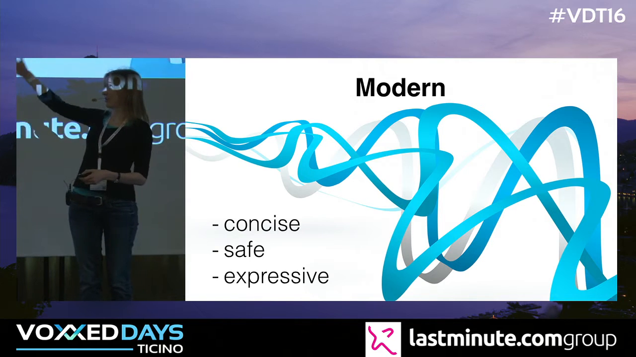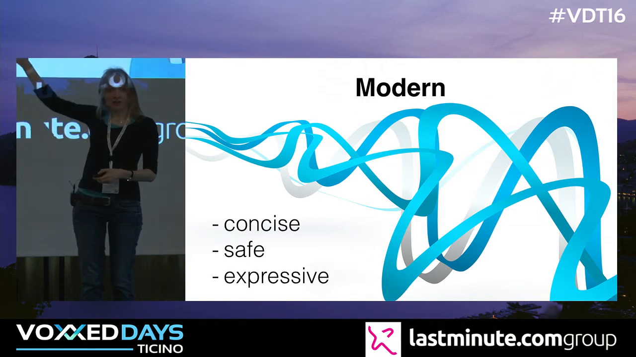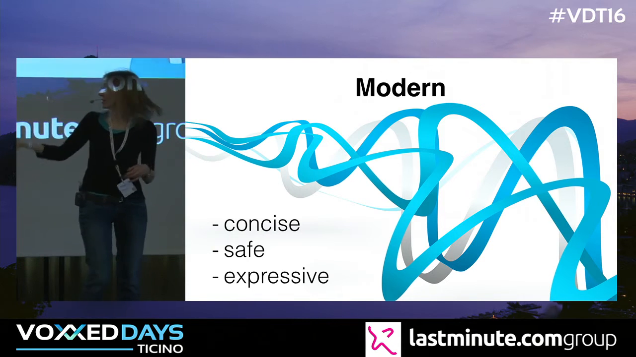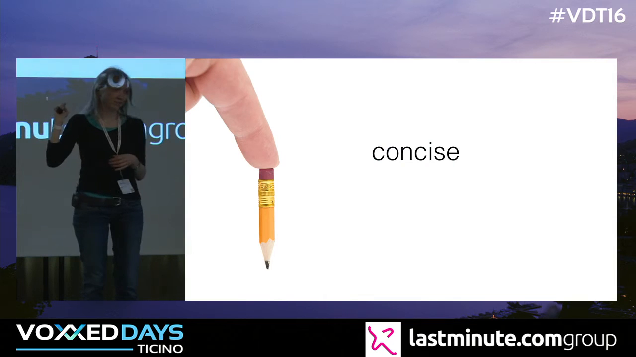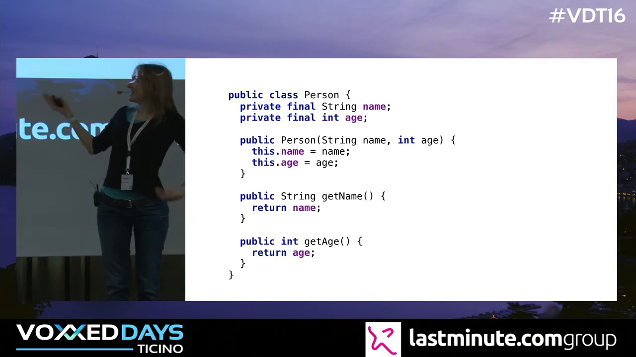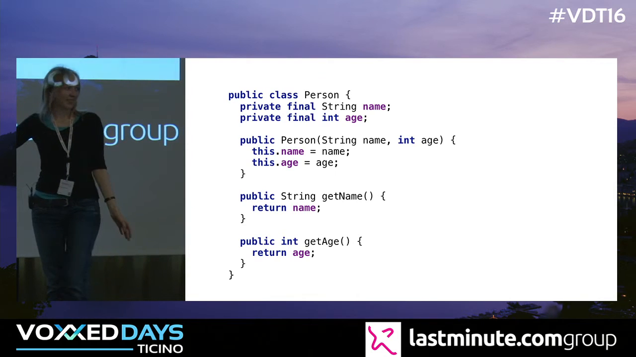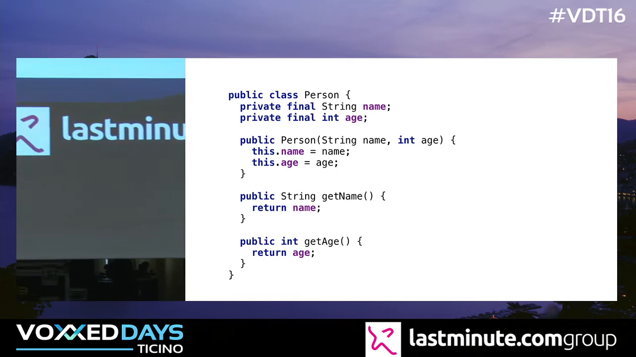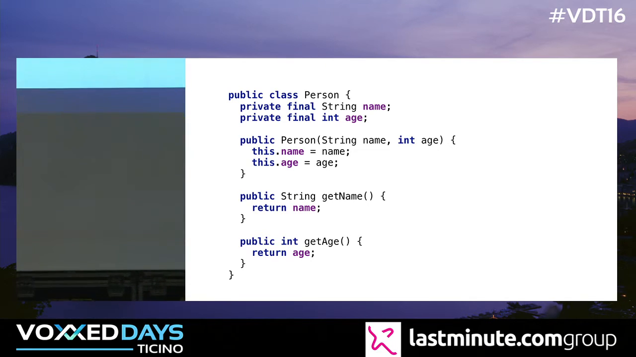And that is my agenda for the rest of the talk, actually. We'll look at these three things in turn. Let's start with concise. So why do we call it concise? Okay, this is, I would say, a standard Java data class. And it does actually nothing. It just stores the data.